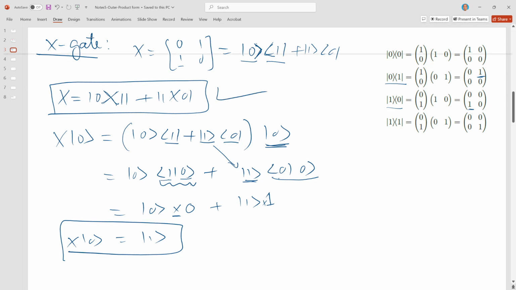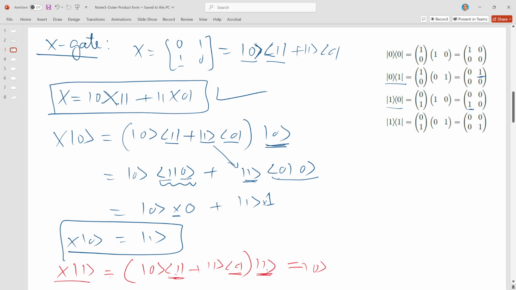So similarly, let's say I want to work out what happens when X is applied to |1>. So this means this plus, so this <1| inner products with |1>, we get 1 into |0>, and this <0| inner products with |1>, so 1 into 0 is 0, so this term goes away. So this X applied to |1> directly gives us |0>. So this is easy.